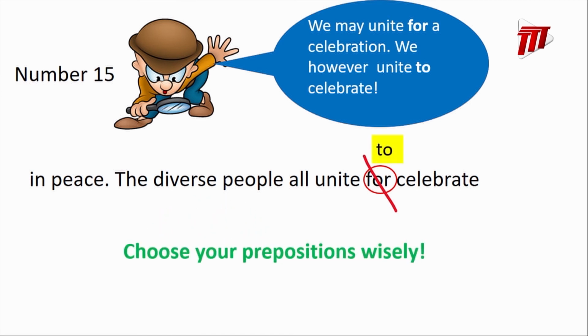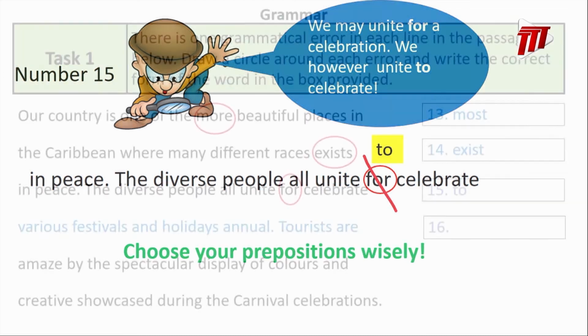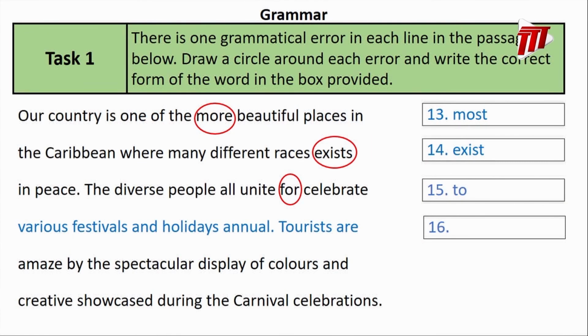So, choose your prepositions wisely, and we said this before, we cannot say it enough. Learn your list of prepositions by heart, know which go with which nouns, all right? Let's go on. So we circle for and we put the correct preposition in the box, which is to. So diverse people all unite to celebrate various festivals and holidays annual.